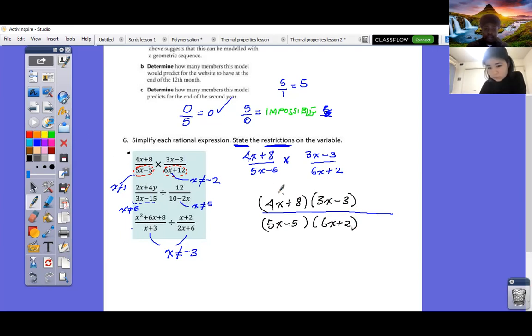So you're going to have to, oops, take a different color. This will times with that. It will times with that. And then the 8 will times with this and times with that. That'll be for the top part. Likewise, we do the same for the bottom.